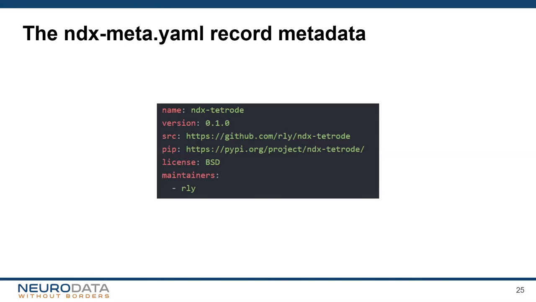This is the main file that's in the catalog repo. It just has a name, a version, where to find the source code, where to find the package installable on PyPI, what the license is, and who's maintaining this.